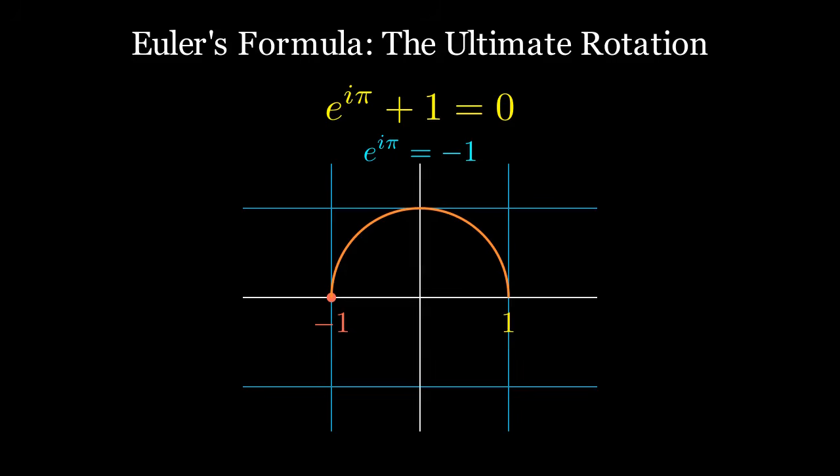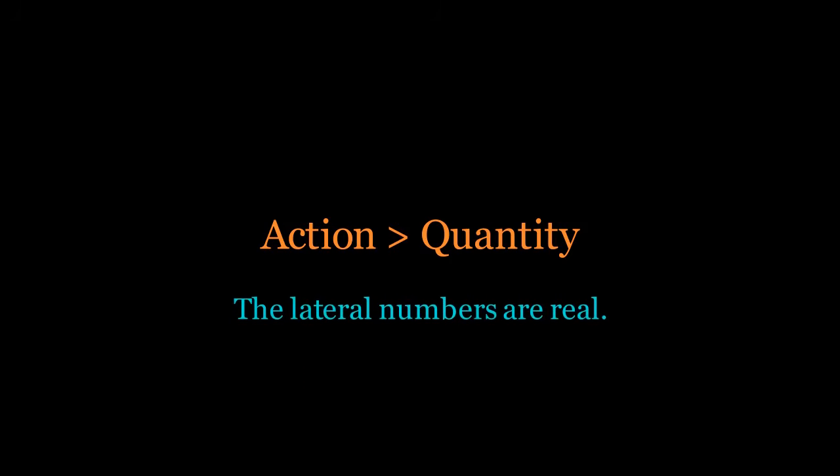So, the next time you see the letter i in a math equation, don't think of impossible non-existent numbers. Think of gears turning, alternating currents flowing, and particles spinning. Think of it as the mathematical steering wheel that unlocks the second dimension. Action is greater than quantity, and i is the ultimate action.